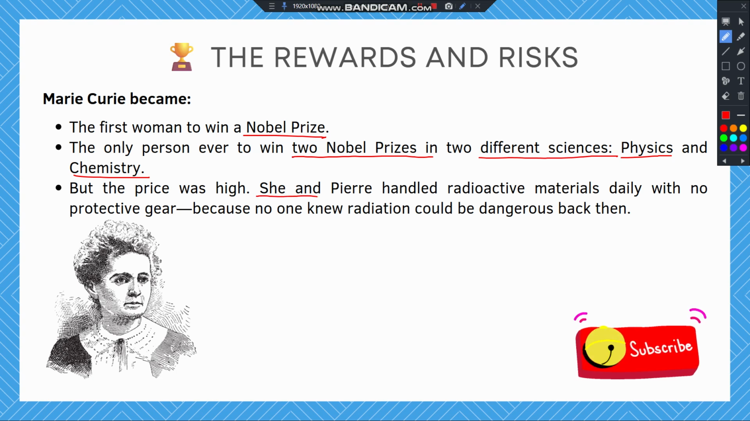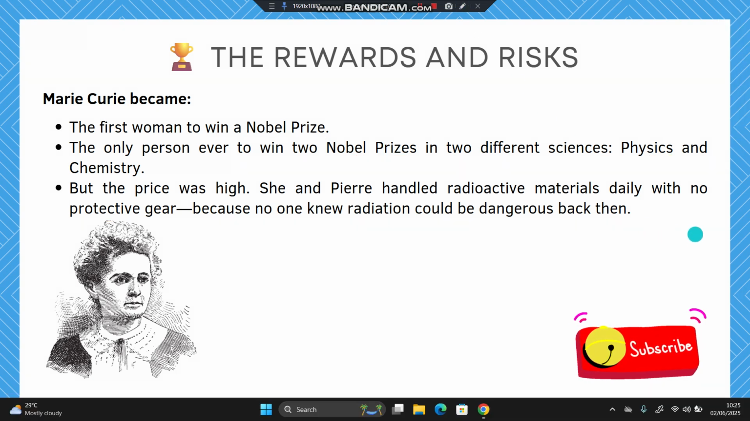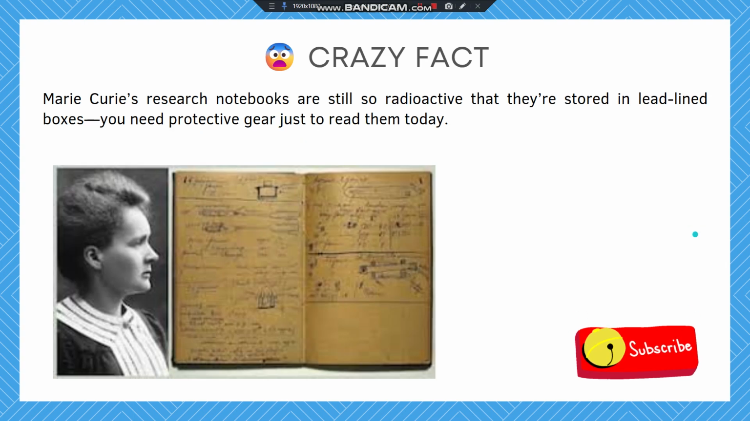She and her husband Pierre handled radioactive materials daily with no protective gear. So they were actually exposed to so many health hazards. Because no one knew at that time that radiation could be dangerous, all they were using was their bare hands with no protective gear. And then what happened was a crazy fact.